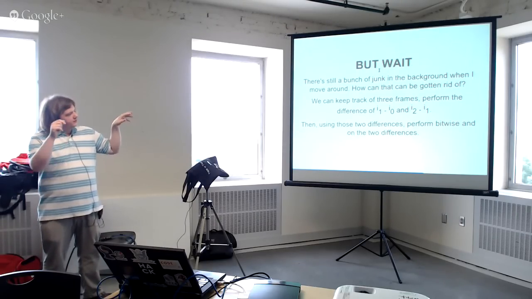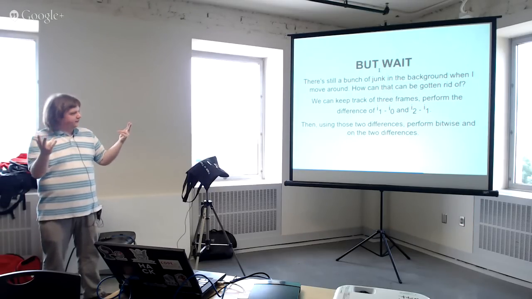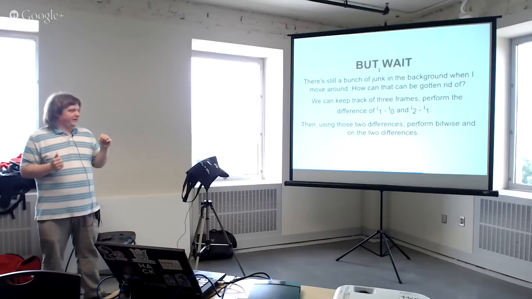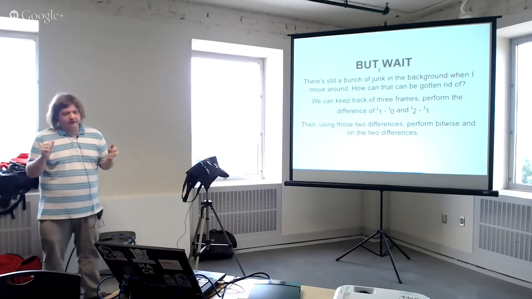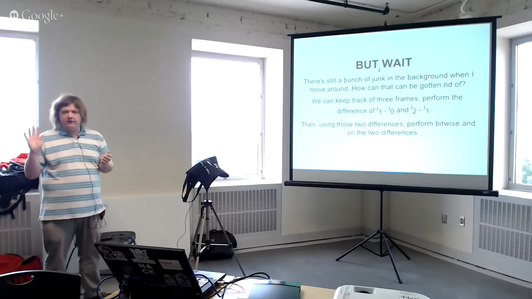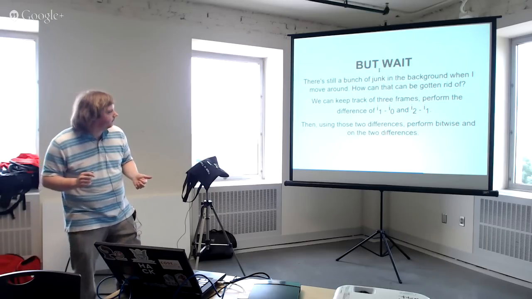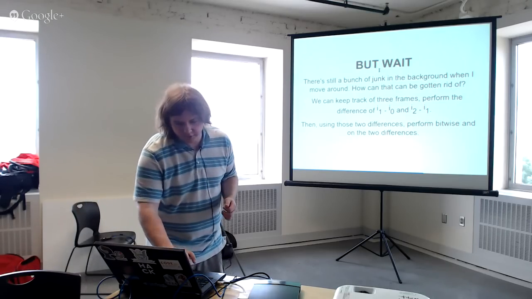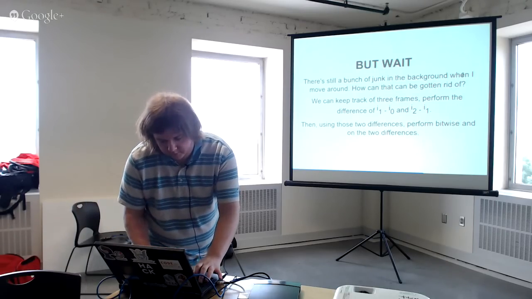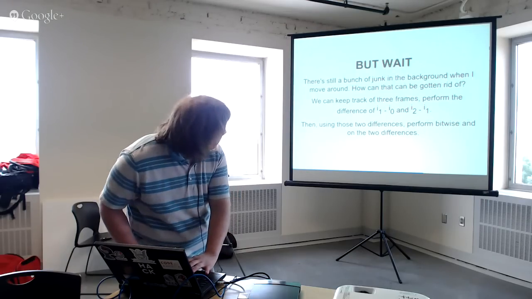But after you take these two differences, you perform a bitwise AND on the two differences. What that does, you might have heard of image masking, where you use bitwise operations to perform operations on images. I can show you an example real quick, if that would help.